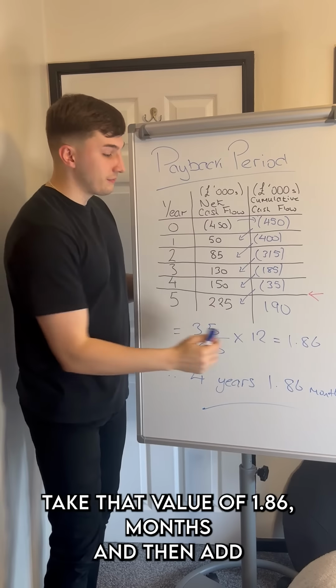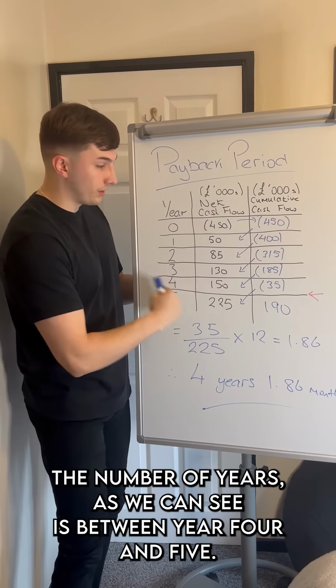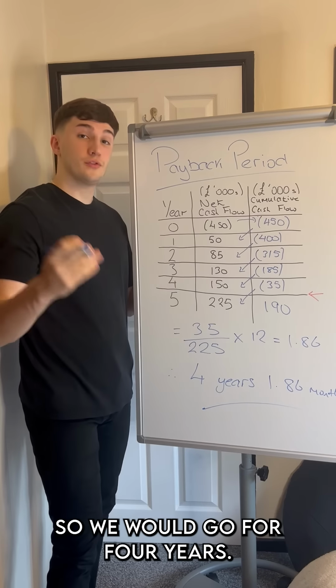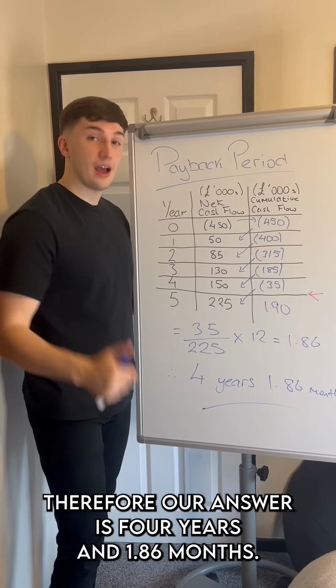And then we take that value of 1.86 months and add that onto the number of years. As we can see, it's between year 4 and 5. So we would go for 4 years. Therefore, our answer is 4 years and 1.86 months.